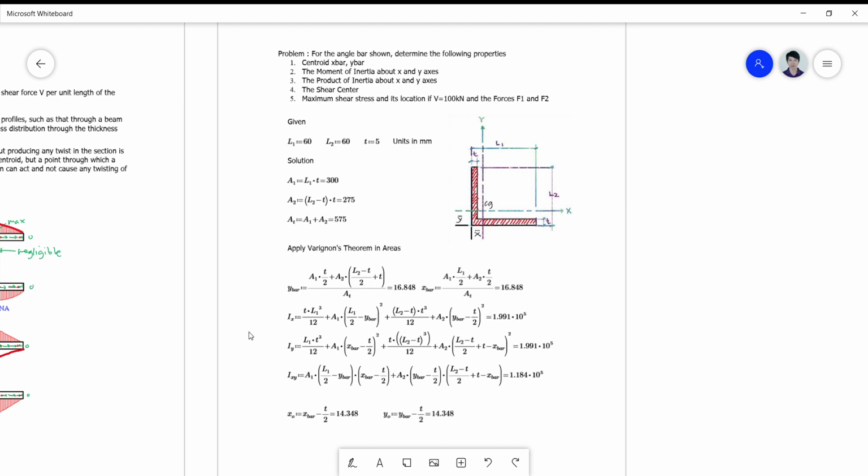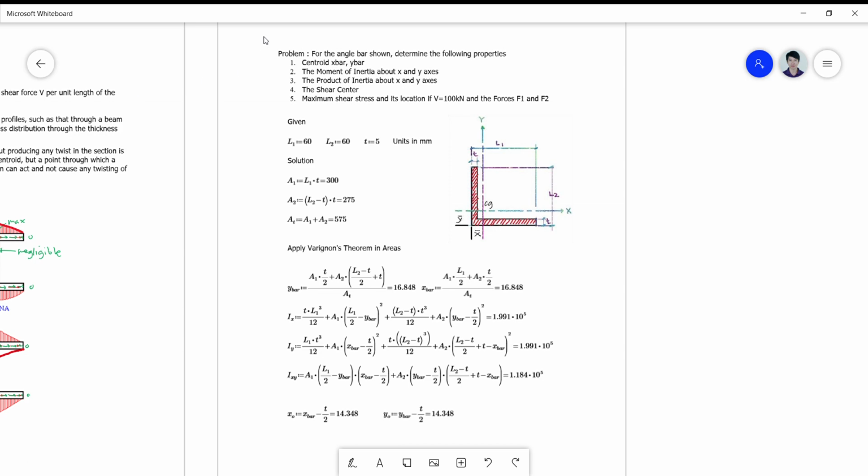Hey guys, this is a continuation of our topic on shear flow and shear center. So I'll be discussing to you now a problem to demonstrate the procedure on how to get the shear center and also the graph of the maximum shear stress and its location.